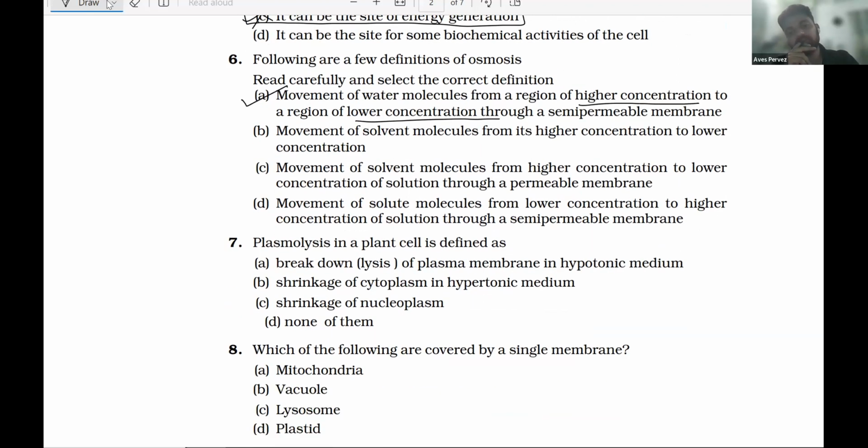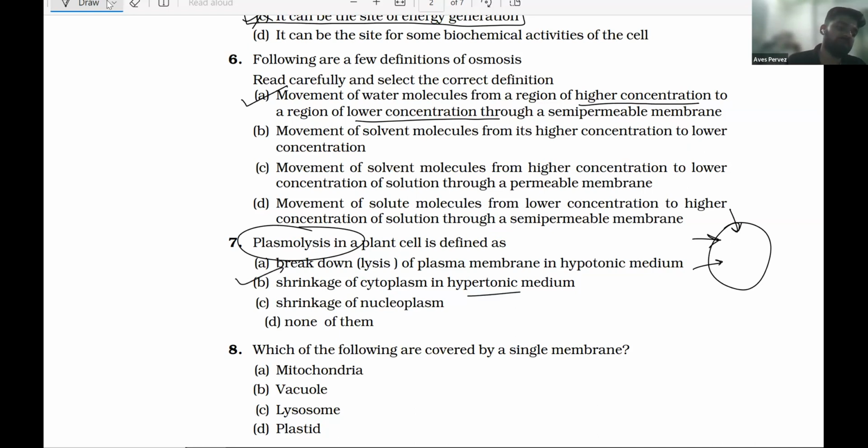Plasmolysis in a plant cell: lysis means breakdown of the plasma membrane, in a hypotonic solution. In the hypotonic solution, the cell bursts. Okay, got it? No, plasmolysis means shrinking of the cell. When the cell gets plasmolyzed, it means shrinkage of the cytoplasm. So this B is the correct option.